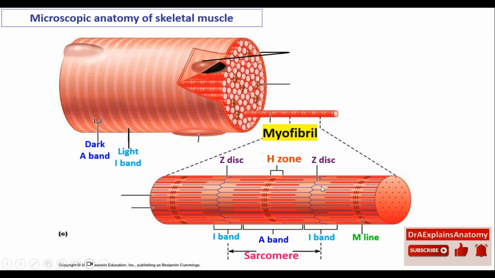These are the M lines. The thin filaments are called actin, while the thick filaments are called myosin. So notice how the A band has both the thick and the thin filaments, whereas the I band consists only of the thin actin filaments.